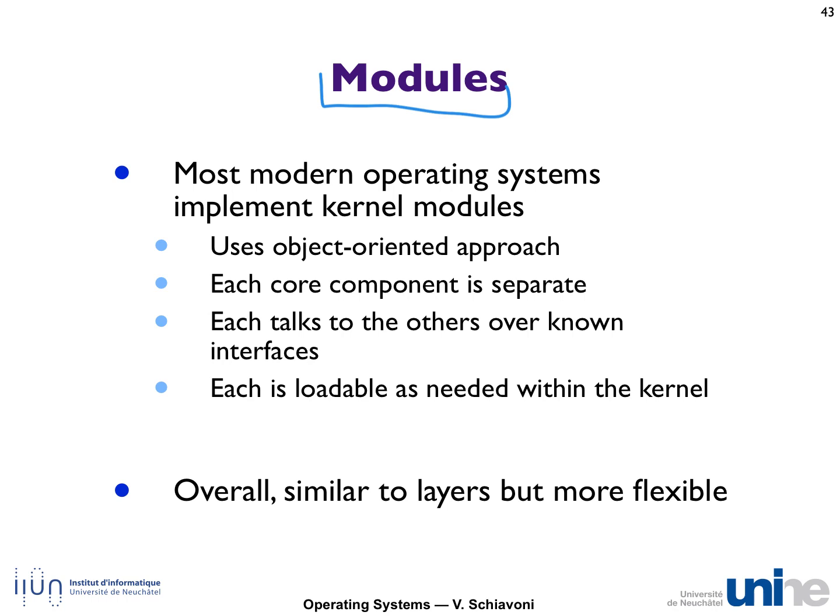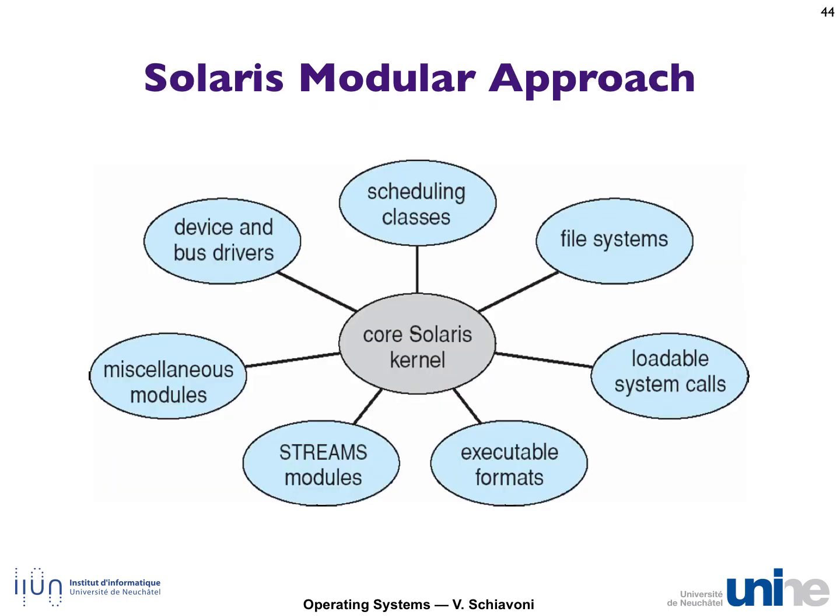Every module is usually loadable as needed, and once loaded, it's available in the kernel. So overall, the idea is somehow similar to layers, but more flexible. This is, for instance, the case of the Solaris OS, which is yet another operating system. Here we have the kernel, and then we have a bunch of modules that provide different functionalities. So there was a module to handle the file system, a module to deal with device and bus drivers, others to deal with scheduling operations, and so on.